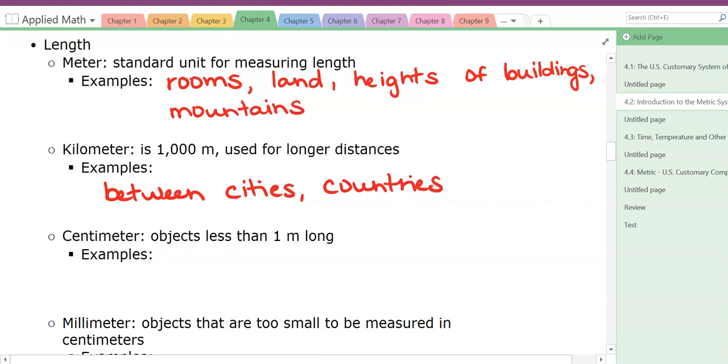Centimeters are going to be objects that are less than a meter long. So we're getting a little bit smaller now. So centimeters would be used probably to measure maybe the width of a tire, clothing, textbooks.